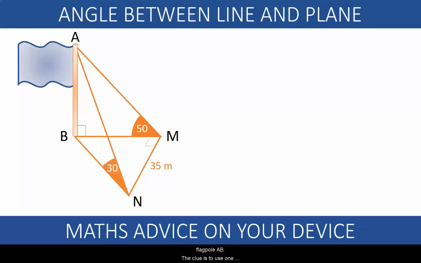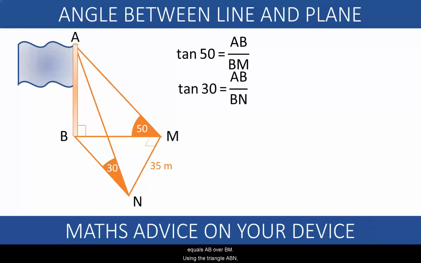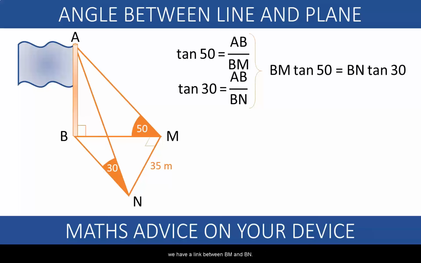The clue here is to use one right angle triangle at a time. Using the triangle ABM, we can write that tangent of 50 equals AB over BM. Using the triangle ABN, we can write that tangent of 30 equals AB over BN, making AB the subject of each and equating both. We have a link between BM and BN.